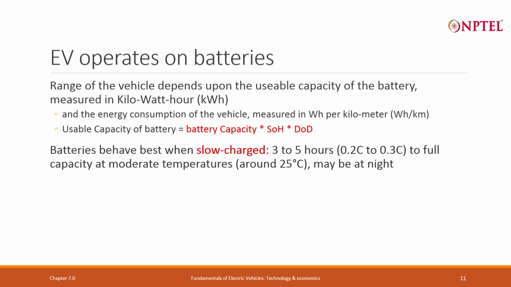The batteries behave best when they are slow charged. I will say about 5 hours, which is 0.2 C. Remember, I had talked about that. 0.2 C is the best. The maximum life will take place. The minimum deterioration takes place for a single charge and discharge, if you charge it slowly and discharge it slowly.